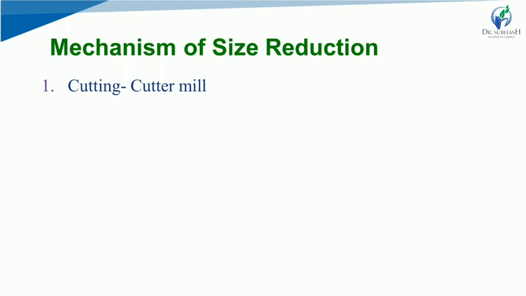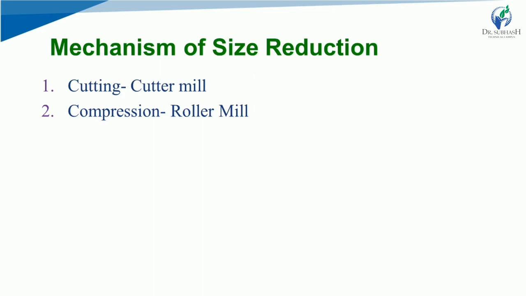So first of all, we are going to focus on basic of mechanism. It has been demonstrated that stress of varied nature, that is different nature, are required to achieve size reduction, and these are some of the common modes. So the first one is cutting. The material is cut by means of sharp blade. Here blades are used to cut the material. It is useful for comminution of fibrous or waxy solid. Example is cutter mill.